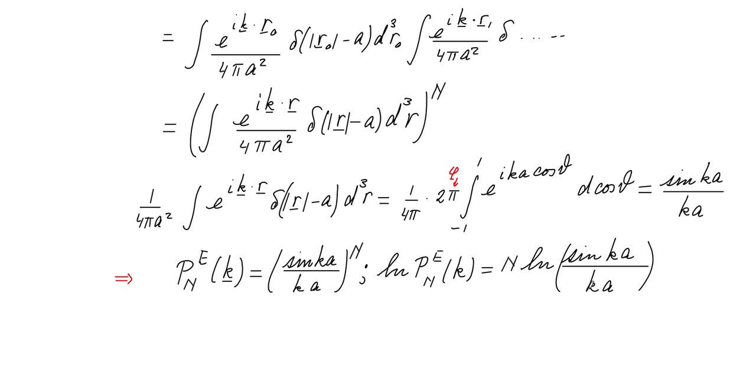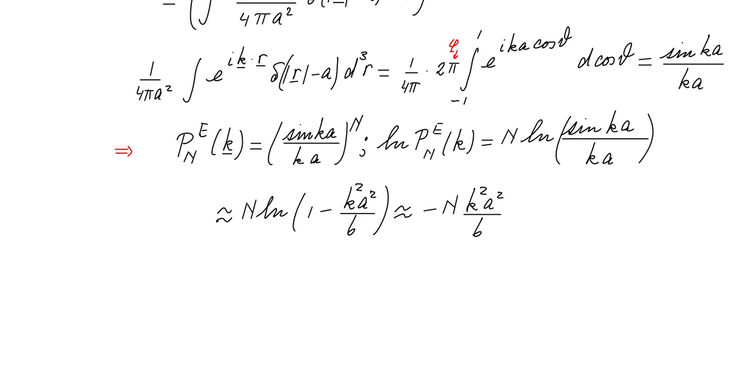And we Taylor expand that for the small k values because they determine the long range behavior, and that's what we are interested in. And so we take the Taylor expansion of the sine up to third order in ka. We divide by ka to obtain this argument of the logarithm, and then taking the first order Taylor expansion for the logarithm, we find minus n k squared a squared over 6. Well, that's a simple enough expression for the logarithm of P. So that means that P itself has a Gaussian form as a function of k.